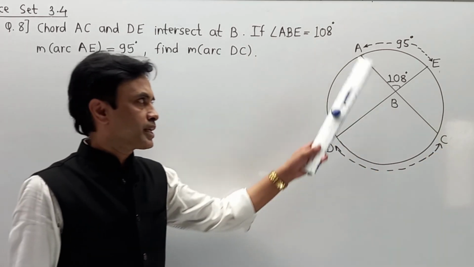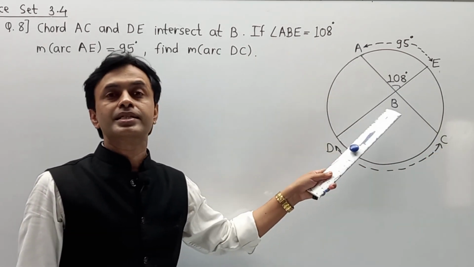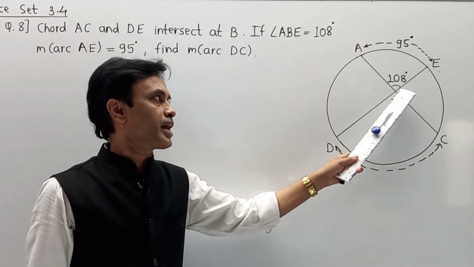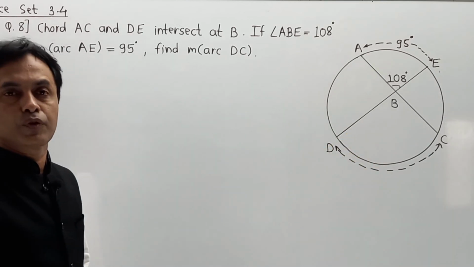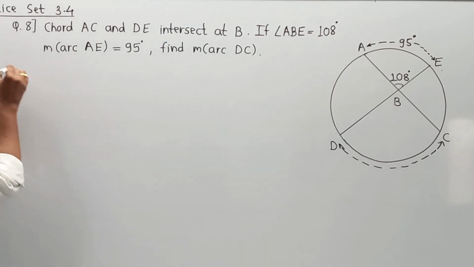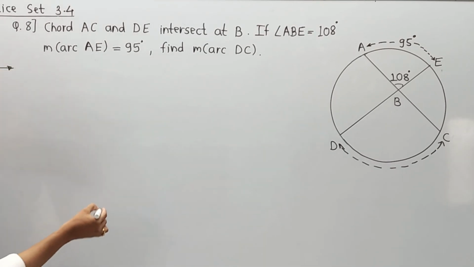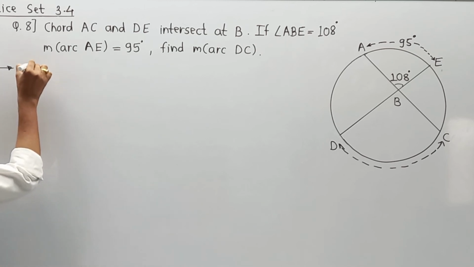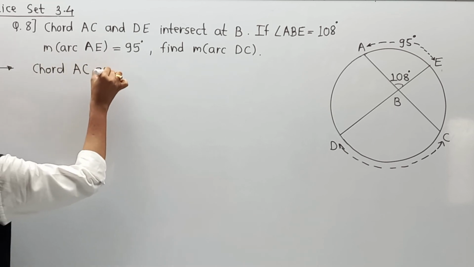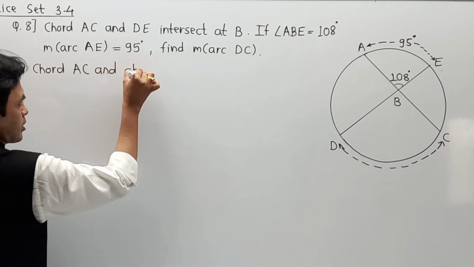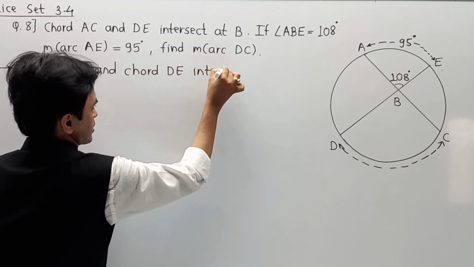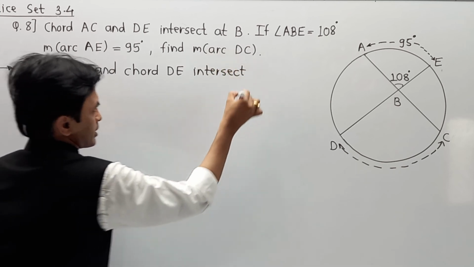Now we know that there are two chords intersecting inside the circle, and we are already given angle ABE. In this case, we know the formula for that. First of all, I'm going to write the data and do the calculation over here. Chord AC and chord DE intersect inside the circle.